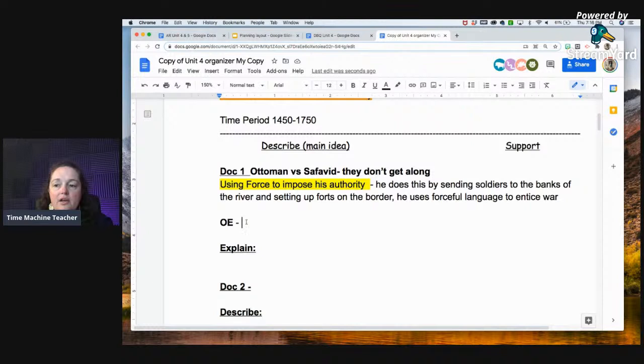Now, the other thing that you have to keep in mind, because you have to do at least once outside evidence, so make a note to yourself. Is there any outside evidence that you know about this? Well, we know that the Ottoman and the Safavid don't get along because of the Shia and Sunni split. So we could maybe talk about that.